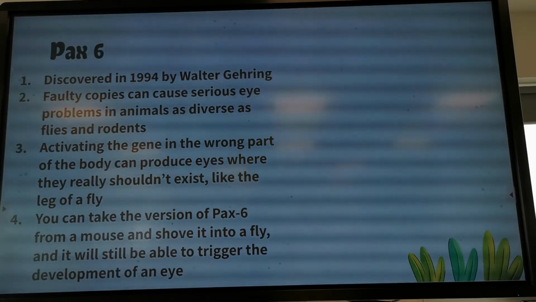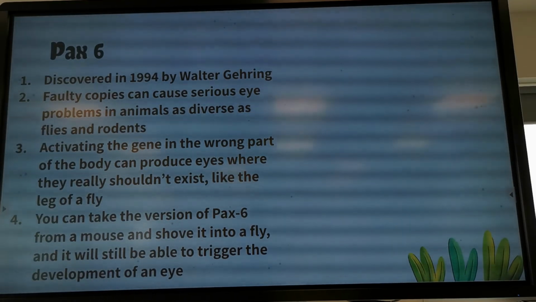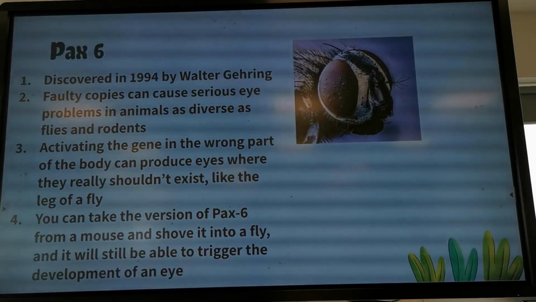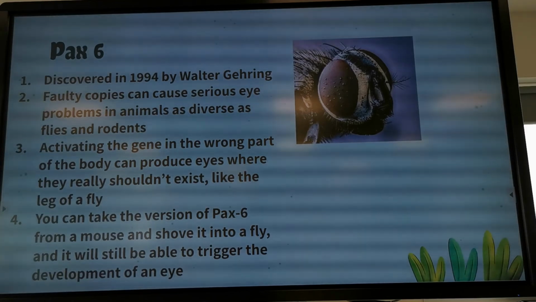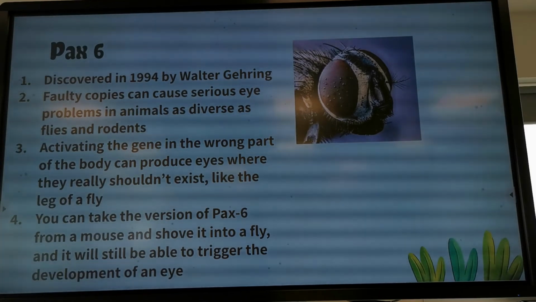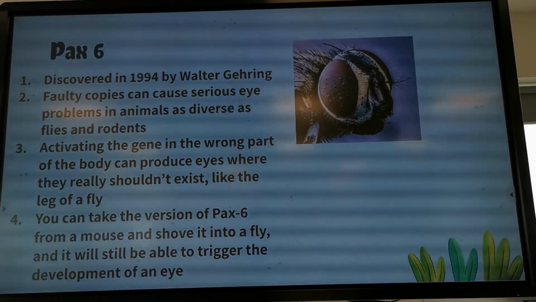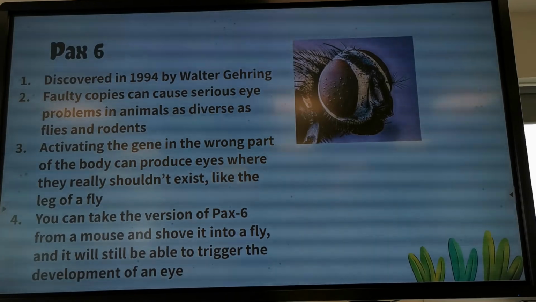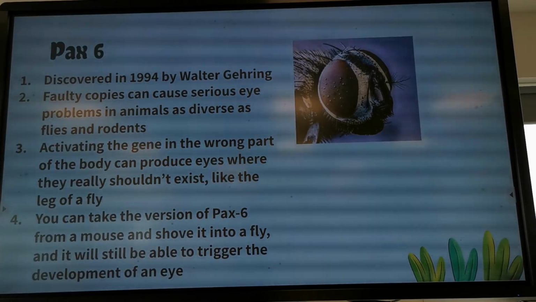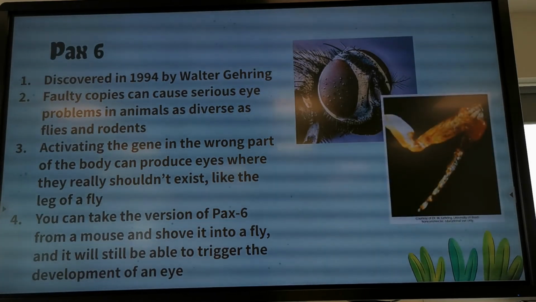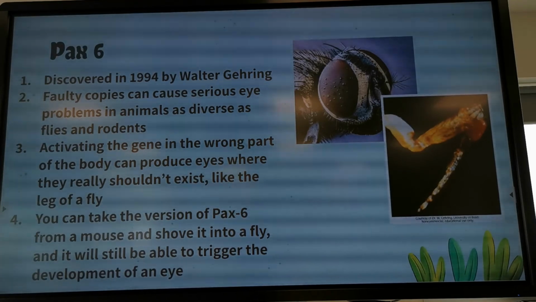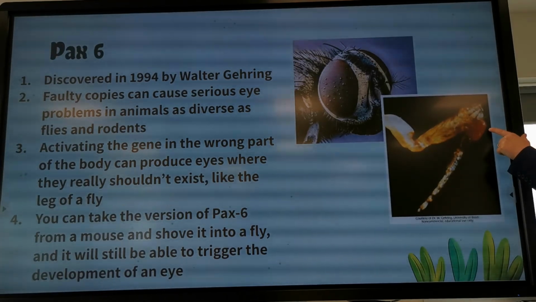And you can also activate the gene in the wrong part of the body, and you can produce eyes where they really shouldn't exist. So, for example, if we have a look at the eye of a fly. A fly doesn't have a camera eye, it has a compound eye. And a compound eye is basically thousands of tiny little eyes. And what they did was they got this PAX6 gene, they triggered it on a different part of the fly, on the fly's leg, and they were actually able to grow an eye on the fly's leg. So that little red bit there, that's the fly's eye.